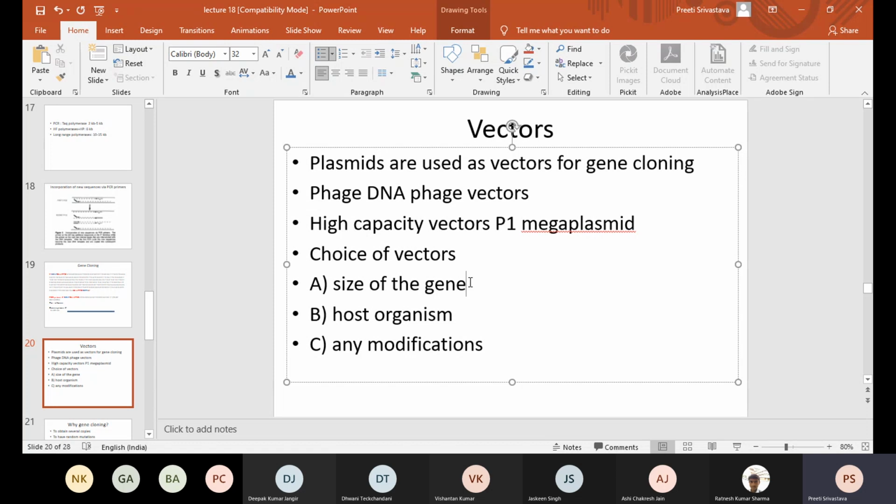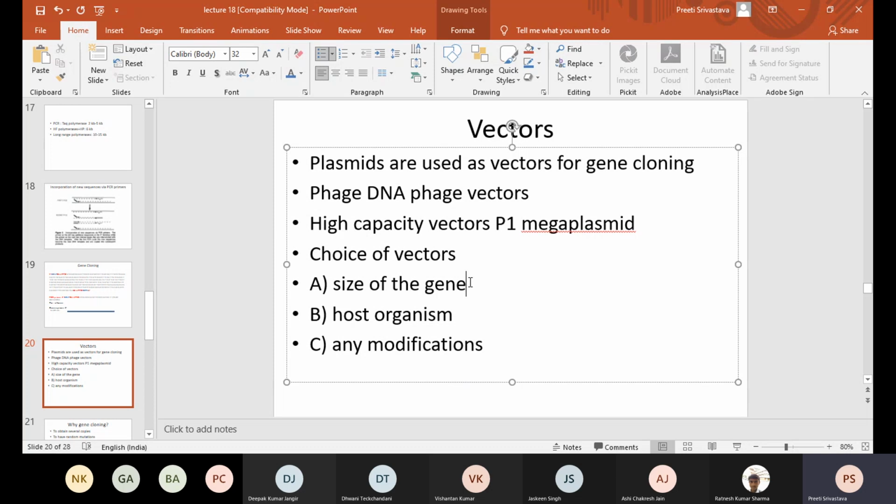When your gene is, for example, not one gene but you want to clone a cluster of genes, a large DNA, and this DNA can be up to let's say 40 kb, right? The length of a gene is roughly 1 to 2 kb, but when I'm talking about 40 kb, in such cases you can use different types of vectors.